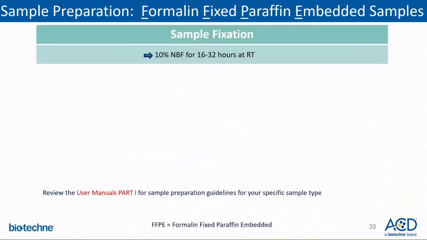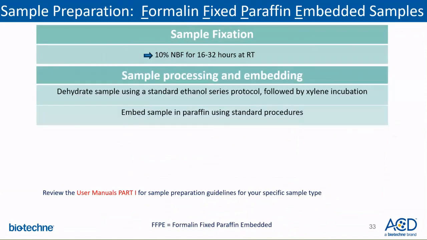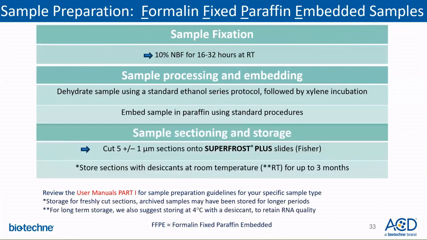Here is an example of recommended sample preparation. With FFPE samples, we recommend fixing with 10% NBF for 16 to 32 hours at room temperature. The recommended sample thickness is 4 to 6 microns, and we also recommend that the tissue is mounted onto Superfrost Plus slides. In order to preserve RNA quality, it is recommended to store sections with desiccants at room temperature for up to 3 months. For long-term storage, it is best to store at 4 degrees centigrade with desiccant.